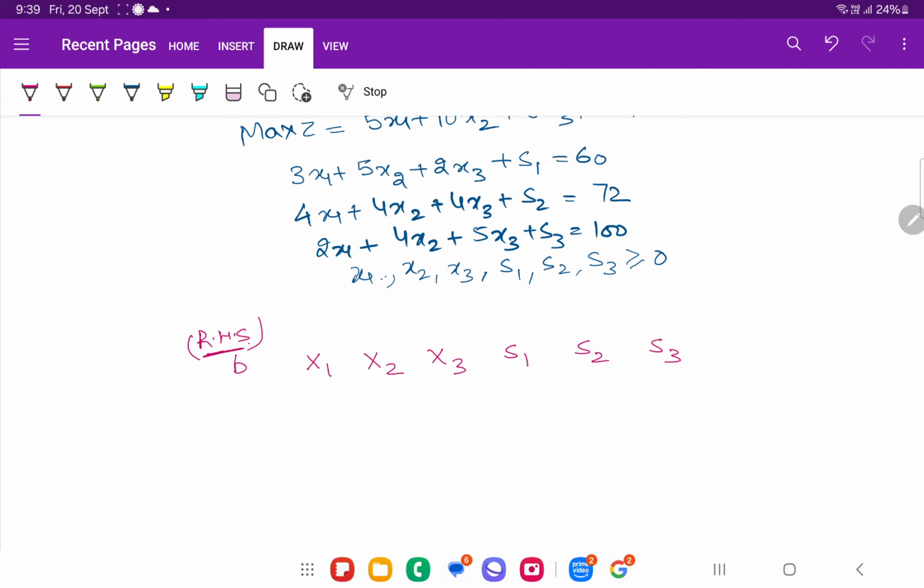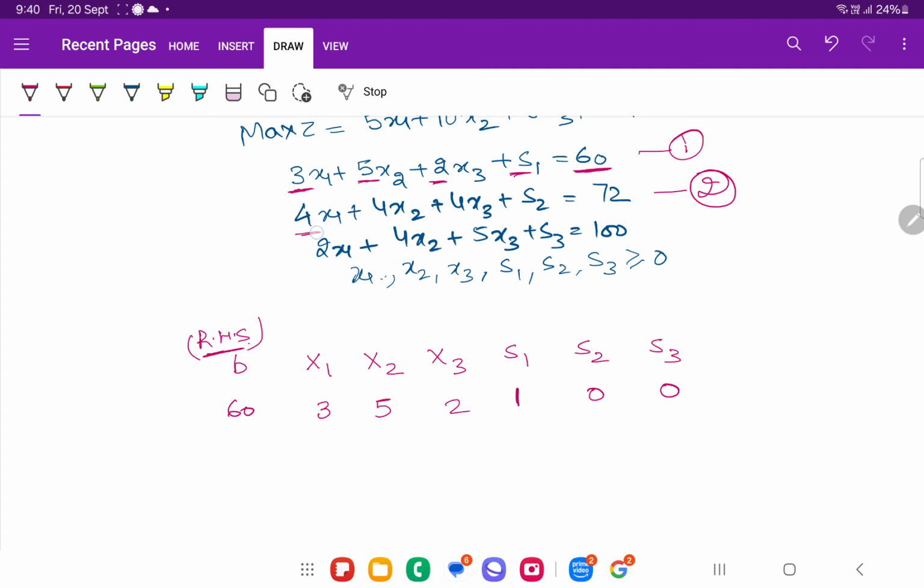Now take the first equation. What is the coefficient of x1 here? I'll write down 3. Coefficient of x2 is 5, coefficient of x3 is 2, coefficient of s1 is 1. And in the first equation I don't have s2 and s3, so I have written 0 here. And what is the right hand side value? It is 60.